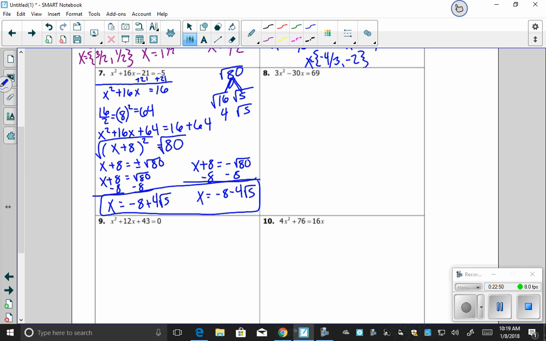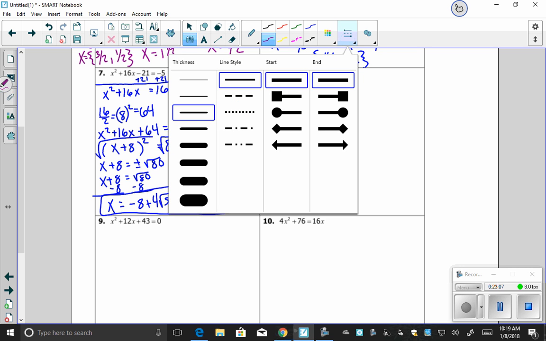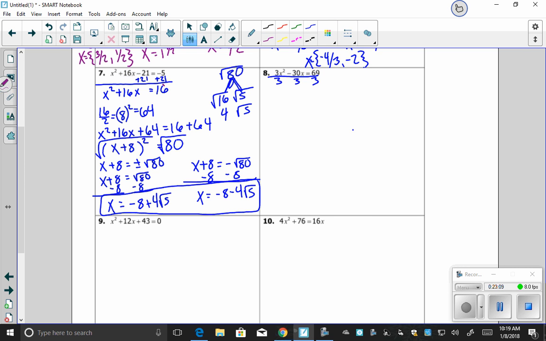Number 8. Okay, all my numbers have been moved over. So I'm going to divide both sides by 3, so that I get x squared. I'm going to change color so it doesn't get mixed up with the previous problem. So that I get x squared minus 10x equals 23.